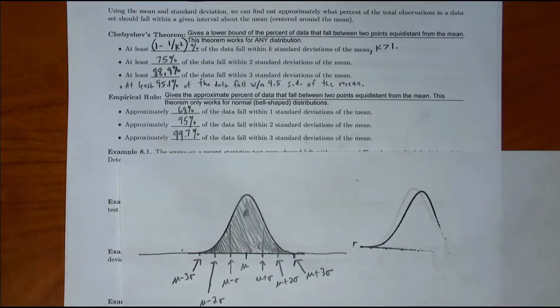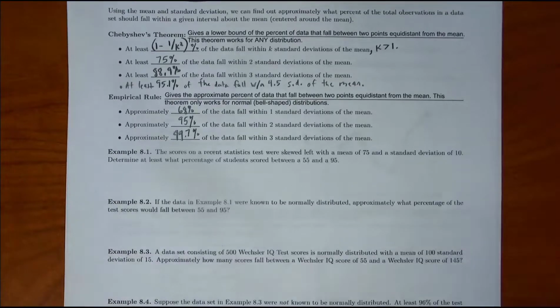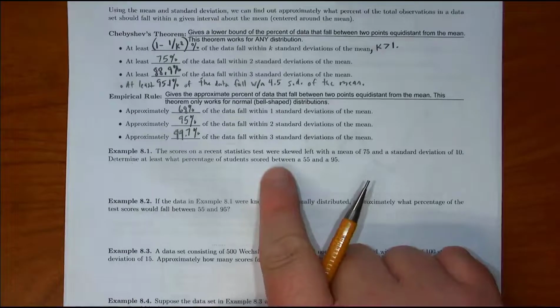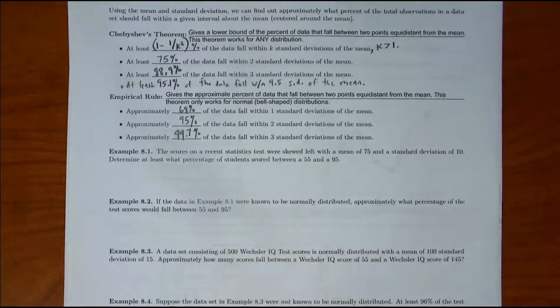Now, what's the whole point of this? Why do we even do the empirical rule? Let's look at a couple examples. The test scores on a recent stats test were skewed to the left with a mean of 75 and a standard deviation of 10. Determine at least what percentage of students scored between a 55 and 95.